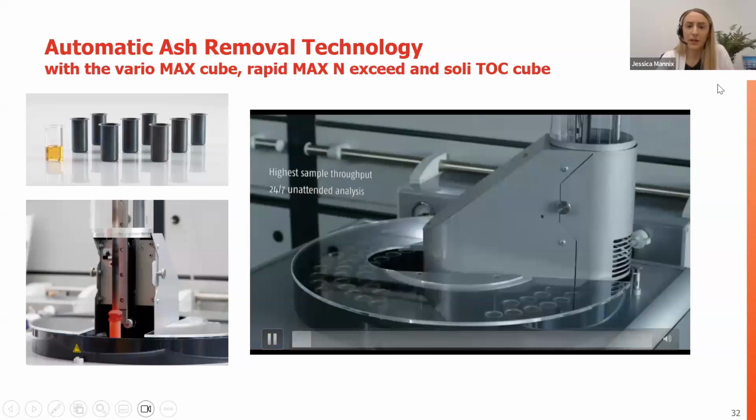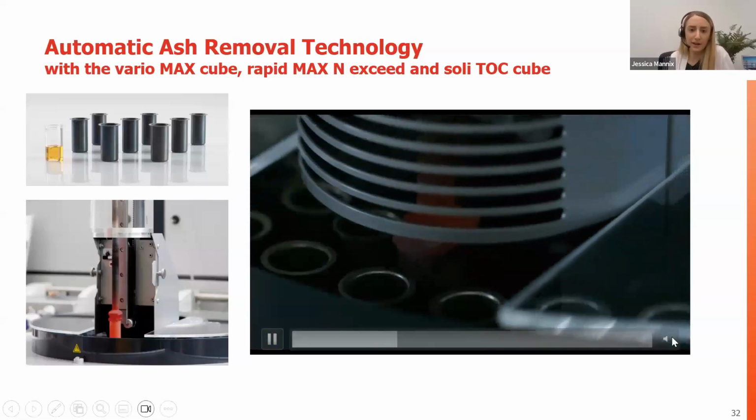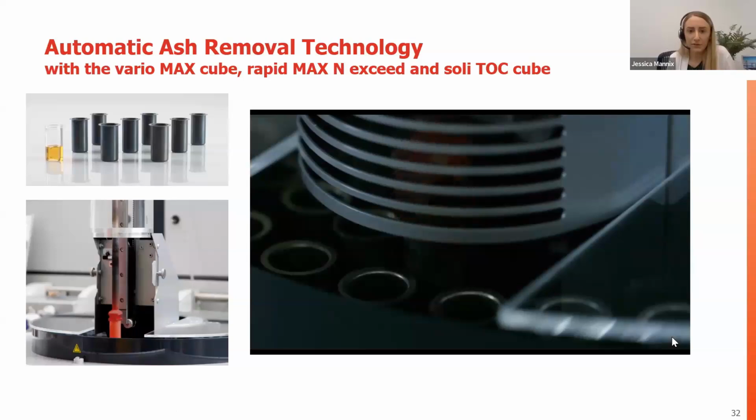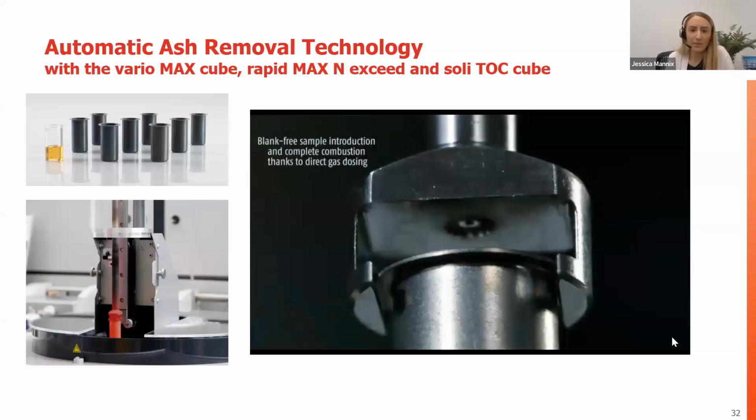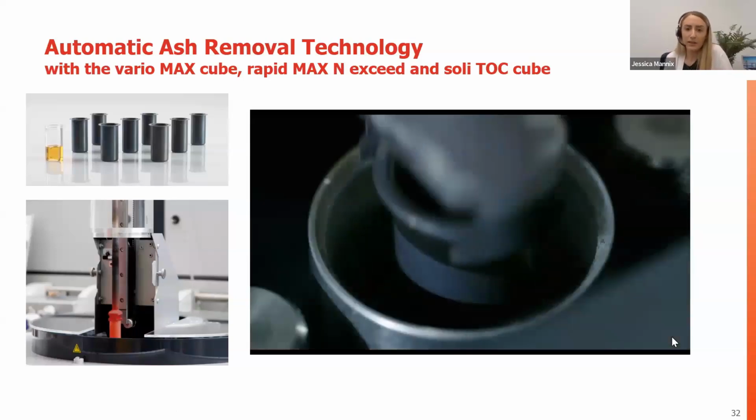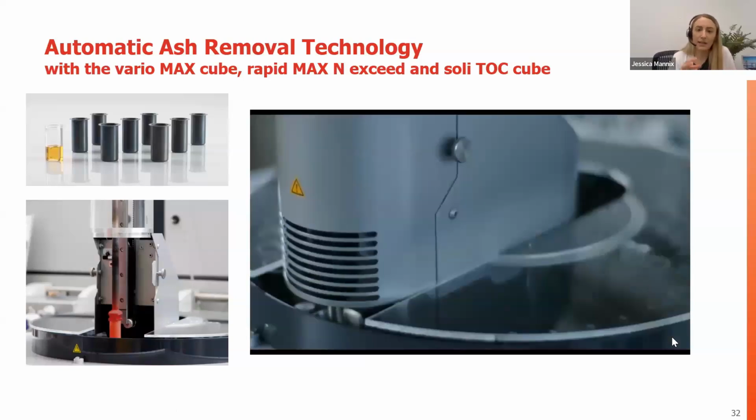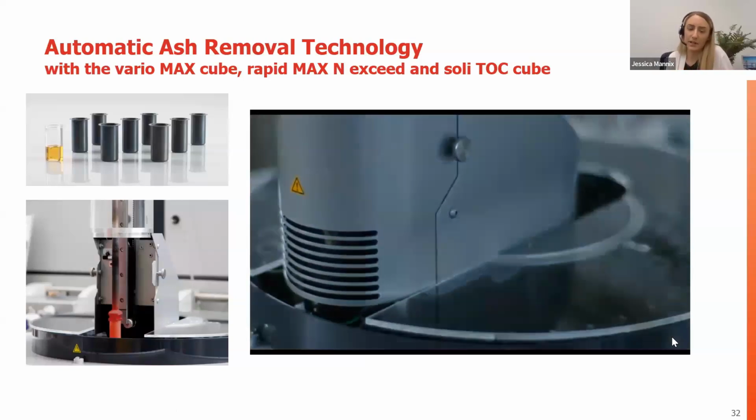So this just shows a little video again. Apologize for the sound here. My Zoom options are in front of me. But this is our gripper arm picking up the sample and moving it over into the combustion chamber. And at the end, it'll take it out of the combustion chamber and move it over to the waste container.